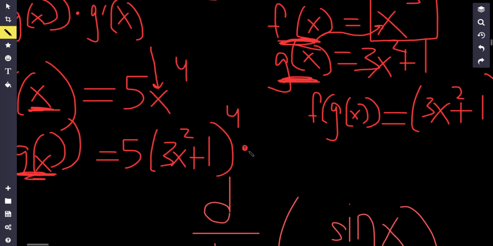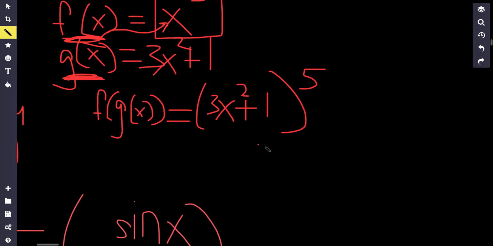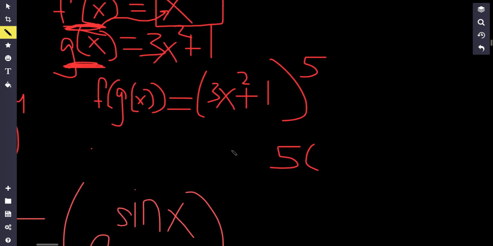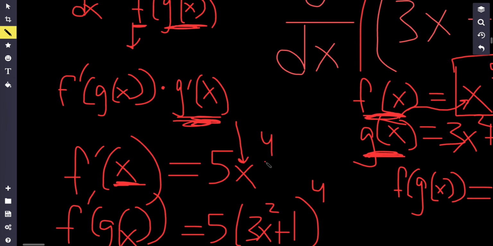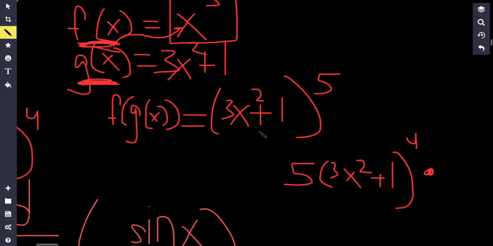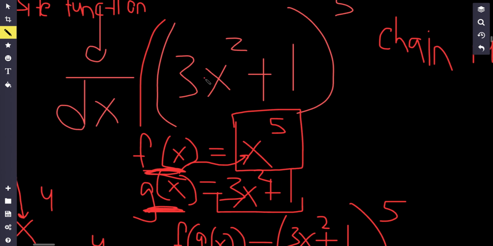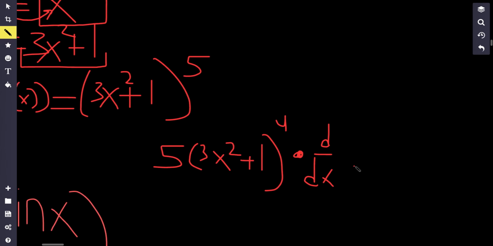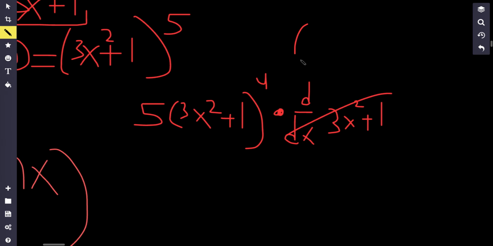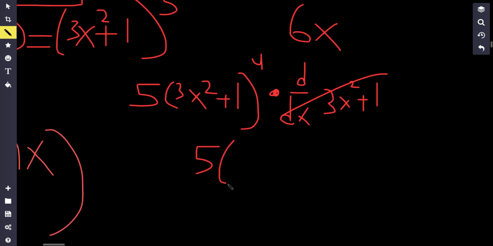Now, you're just going to multiply this. So I'm just going to write this over here. You have 5 times 3x squared plus 1 to the 4th power. Now you multiply by the derivative of the inside function. In this case, our inside function is 3x squared plus 1, so the derivative of the inside function is just going to be equal to 6x. So your final answer is 5 times 3x squared plus 1 to the 4th power times 6x.